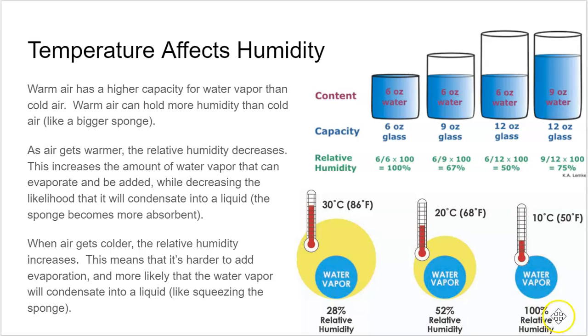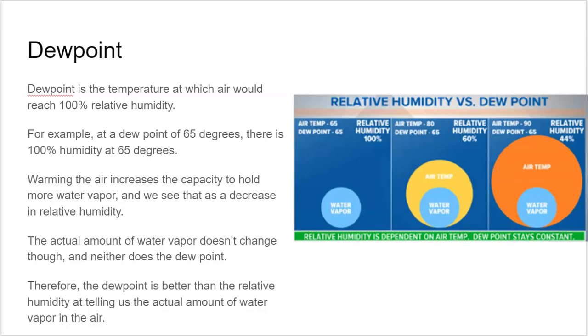And when it hits 100%, we call that the dew point. The dew point is the temperature at which air cannot hold any more water. Relative humidity 100%. So if the dew point is 65 and the air temperature is 65, we know that that's how much water vapor it can hold. It cannot hold any more.